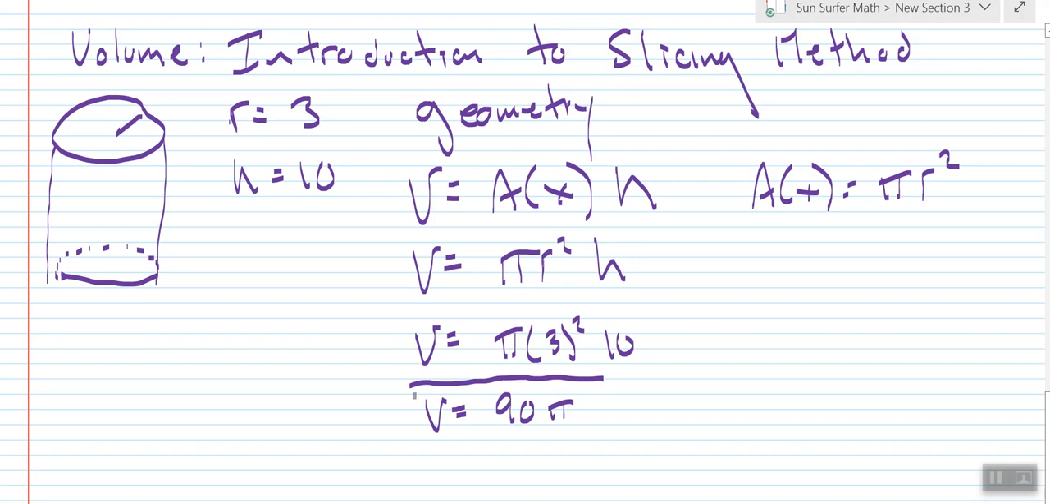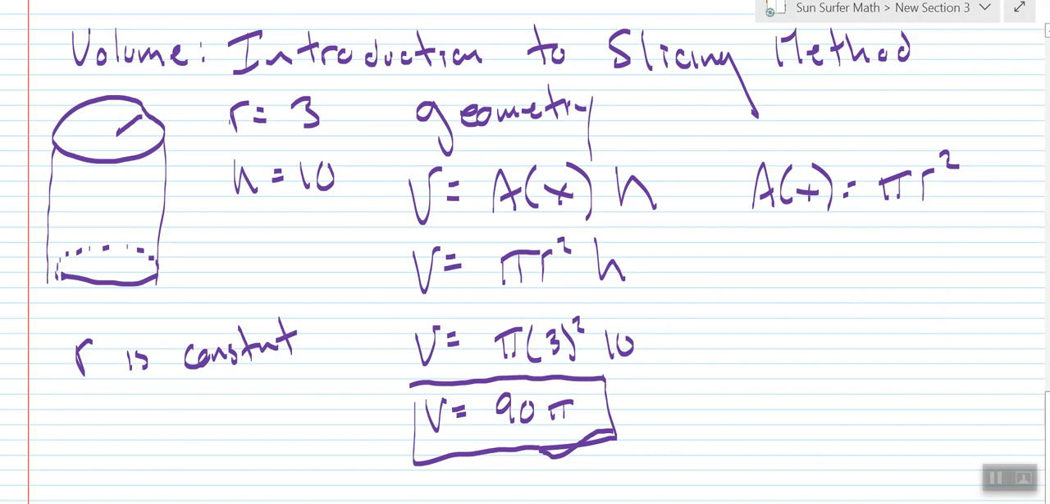And so all we needed was geometry, but the key here is that the radius was constant. Radius is constant. And we know that calculus is the study of change. And so eventually what we're going to be doing is figuring out how to use calculus. What if the radius is changing?